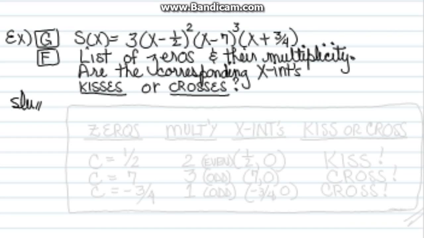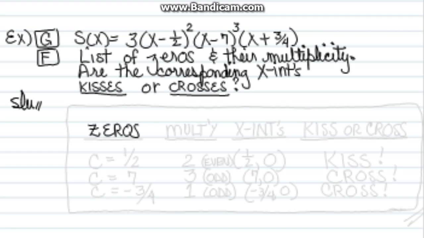Okay, we have a polynomial S(x) = 3(x - 1/2)^2 (x - 7)^3 (x + 3/4). They ask us to find the list of zeros and their multiplicity. Are the corresponding x-intercepts kisses or crosses?